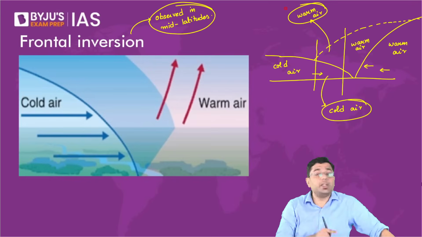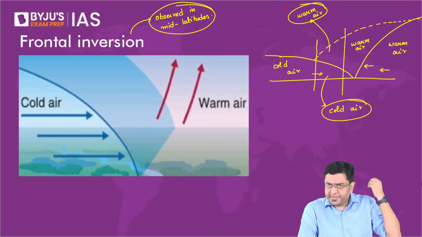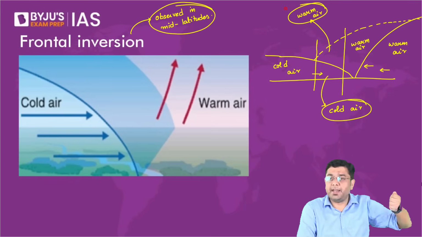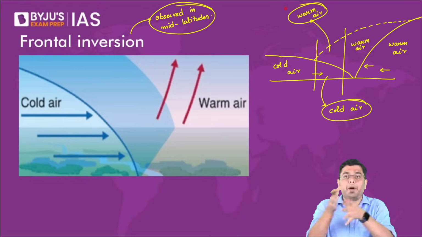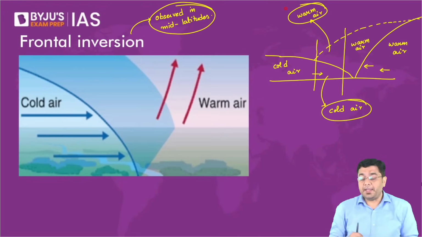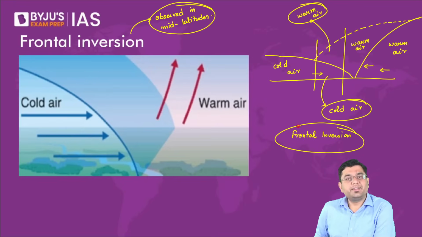But this inversion has not been caused because the surface has cooled down suddenly, or because the air has subsided and there is an adiabatic compression. This inversion has been created because there are different air parcels which are interacting and overriding one another. So this is what is referred to as a frontal inversion.